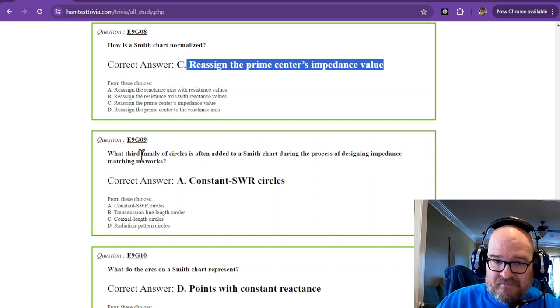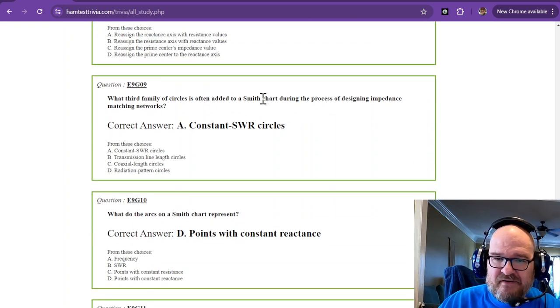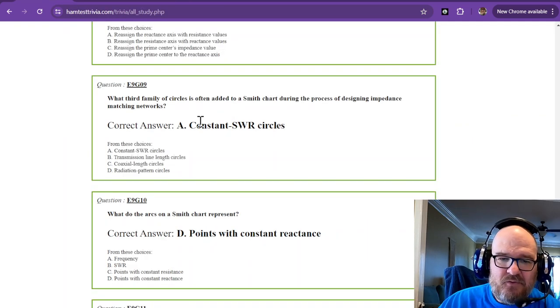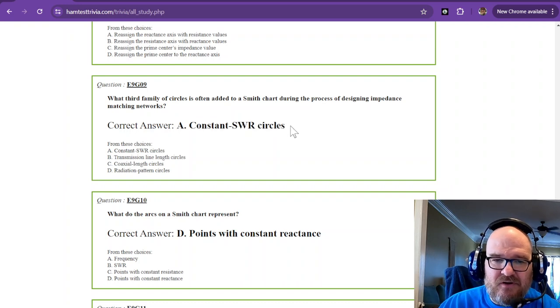What third family of circles is often added to a Smith chart during the process of designing impedance matching networks? And that's constant SWR circles. You can see here's the 1-to-1 circle dead center. The 2-to-1 SWR circle is right here. You can see it passes through the 2 and the 0.5 because this is resistance. But then you got a 5-to-1 way out here, and infinity is on the outer portion. So constant SWR circles are added.